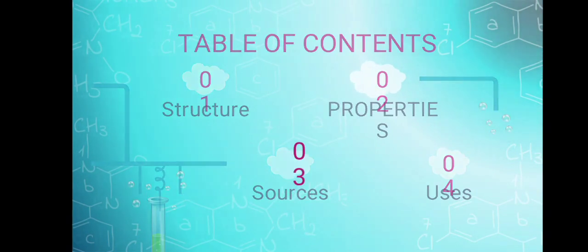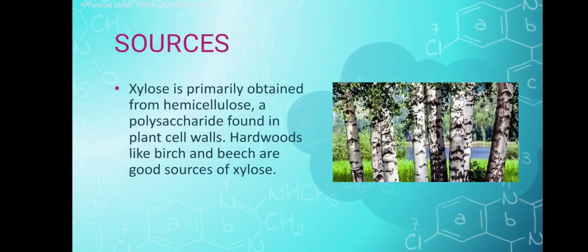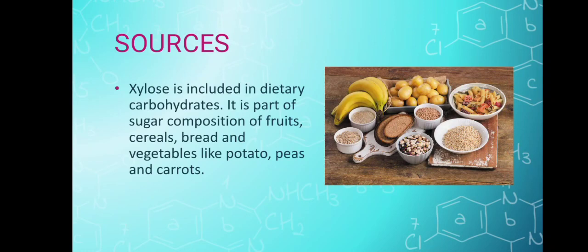The source. Xylose is primarily obtained from hemicellulose, a polysaccharide found in plant cell walls. Hardwoods like birch and beech are good sources of xylose, so basically in trees. Xylose is included in the dietary carbohydrate. It is a part of the sugar composition of fruits, cereals, bread, and vegetables like potatoes, peas, and carrots.